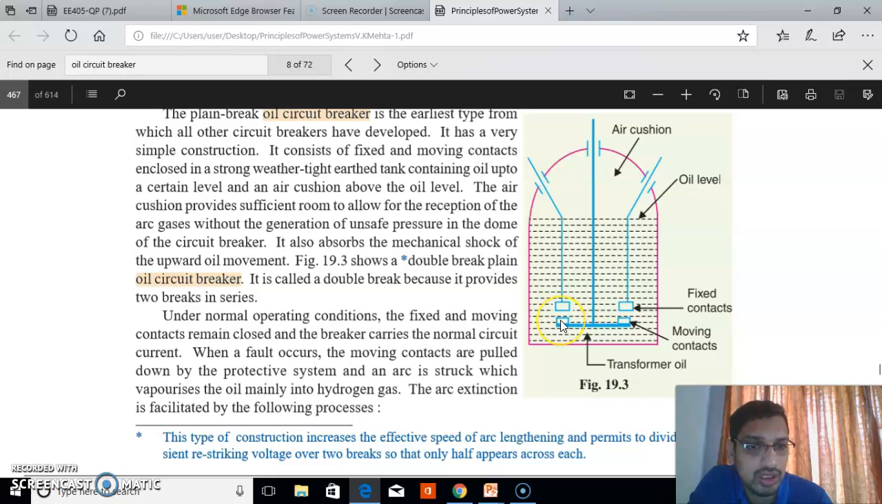When a fault occurs, the moving contact pulls down and a gap is created between the fixed and moving contact, and due to the high voltage, an arc is struck between these two contacts. Along with this arc, heat is generated in the surrounding oil, and hydrogen bubbles are produced. The volume of the hydrogen bubble is higher than the oil, and this hydrogen bubble extinguishes the arc between the contacts. That is the working of the plain break oil circuit breaker.